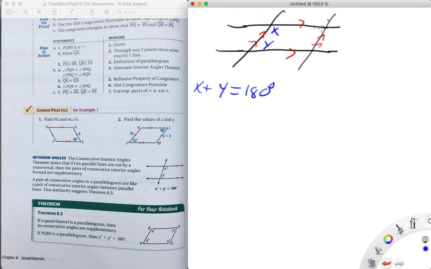We have another pair of consecutive angles here. We can call that X, and we can call that Y. Because remember, in parallelograms opposite angles are congruent. So if there's an X here, there has to be an X here. There's a Y here, there has to be a Y here. And if these two are supplementary, then these two are also supplementary, and these two are supplementary, and these two are supplementary.